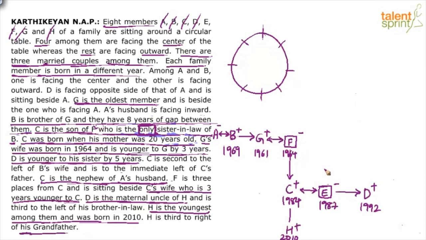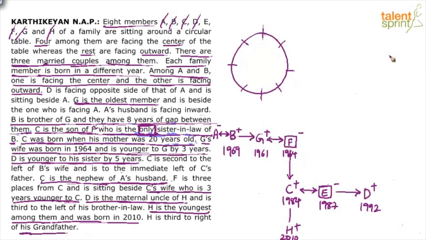Point number 1 says among A and B, one is facing center, the other is facing outward. Look at this point. Which means if A faces center, B faces outward. If A faces outward, B faces center.